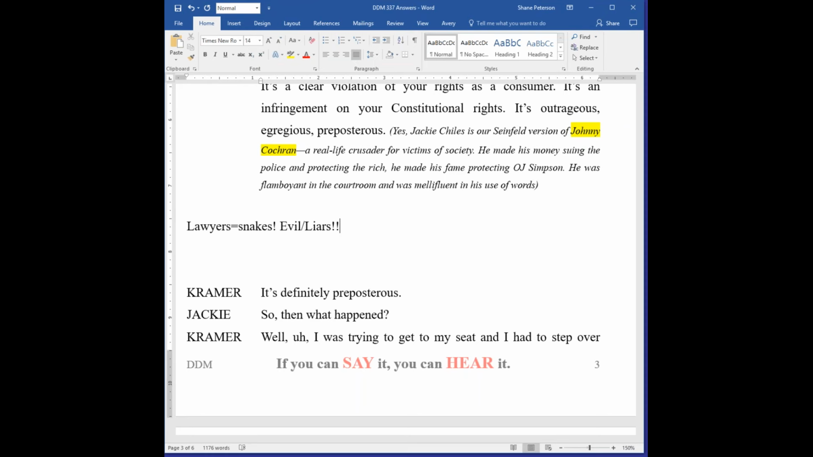So if the police were mean to you, get Johnny Cochran, and even though you killed somebody, he will make you innocent and just a victim, and the police are bad and they have to give you money. He's that good. So for the victims of society, he's a real-life crusader. He is a fighter for the victims, even though the victims might actually be guilty. Remember, a lawyer's job is to make his client innocent, even if he's guilty. Okay? Does that make sense?